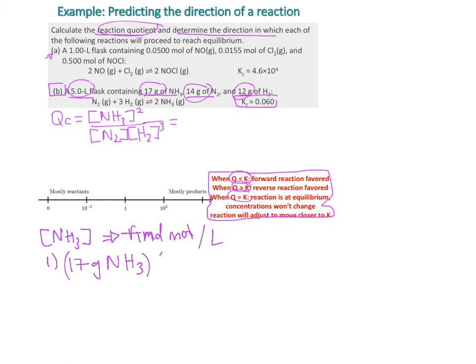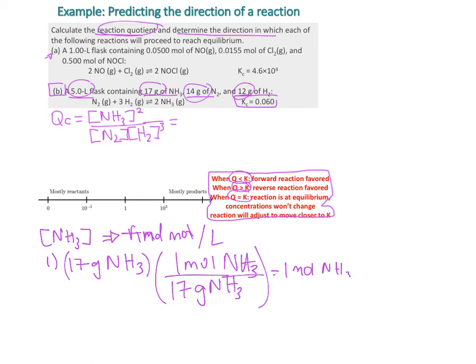First, we need the molar mass of NH3. The molar mass of NH3 for N is 14 grams per mole, and then for hydrogen it's each about 1 gram per mole. So I'm going to keep it simple. That adds up to 17 grams NH3 is 1 mole NH3. So overall this gives us 1 mole of NH3. And then in order to get molarity, we would divide this by liters. So here we have 5 liters. So this would give us 0.2 molar NH3.